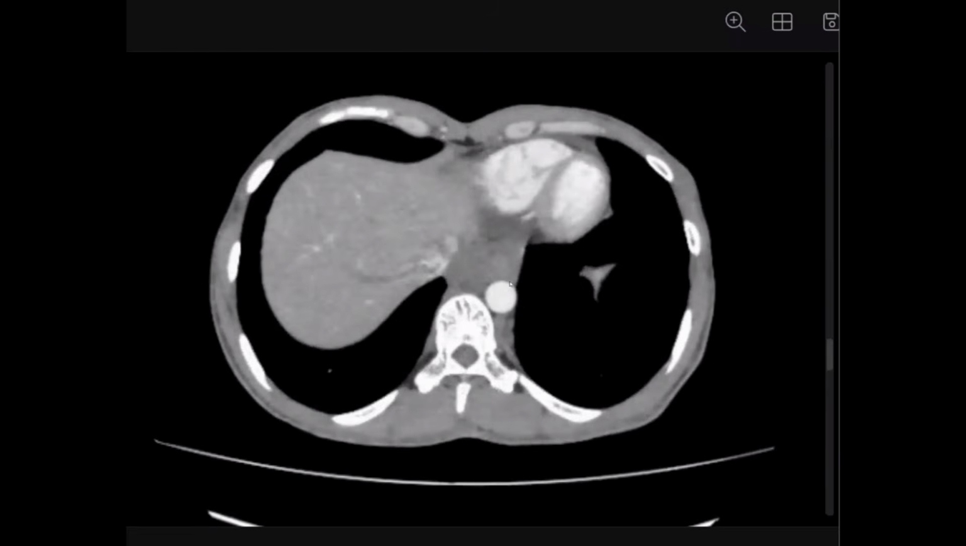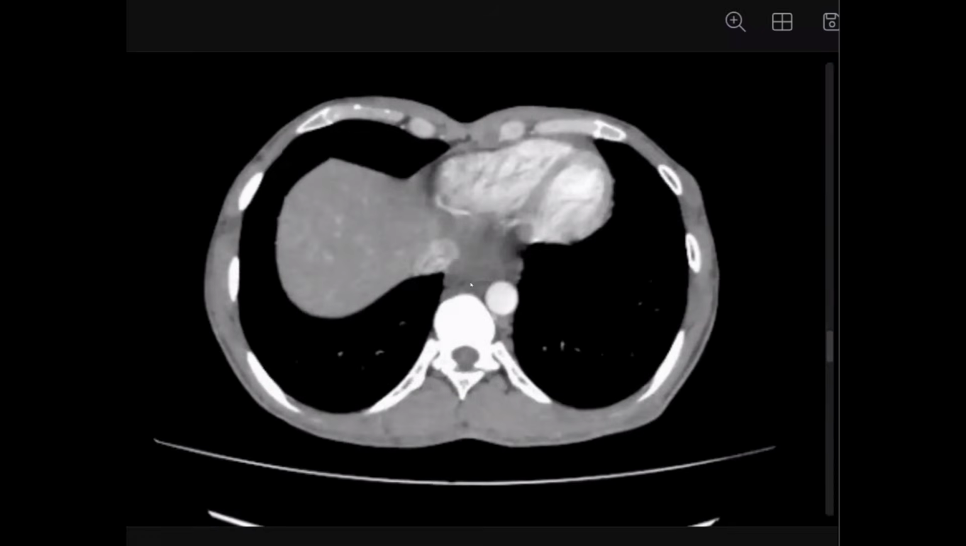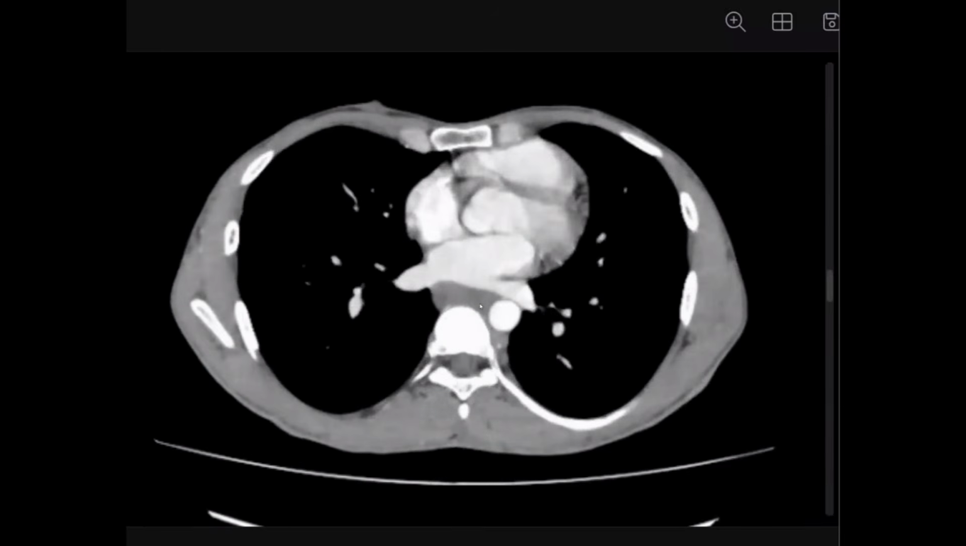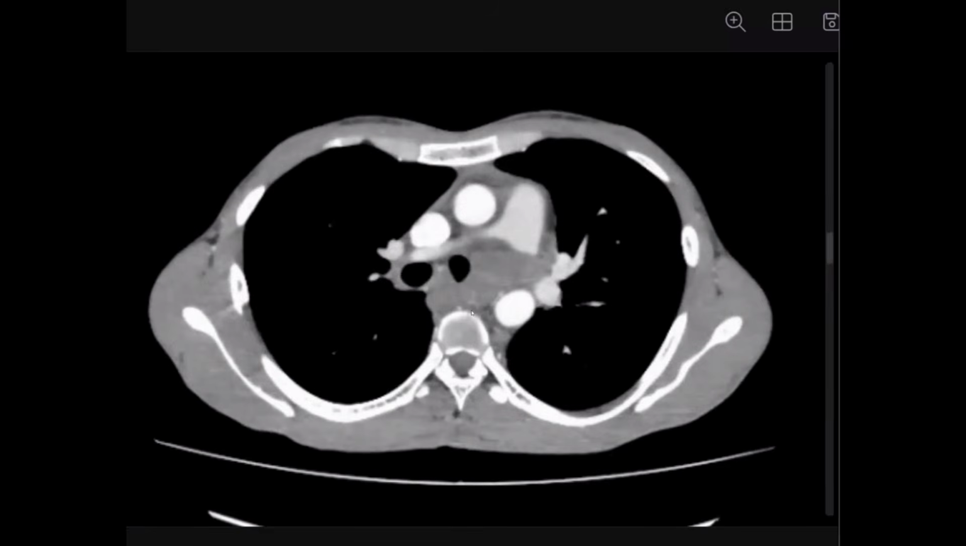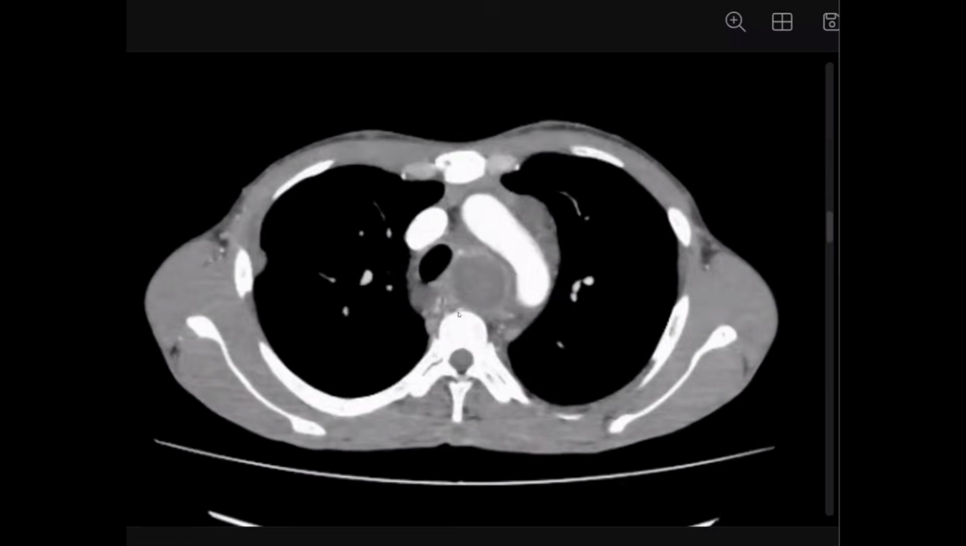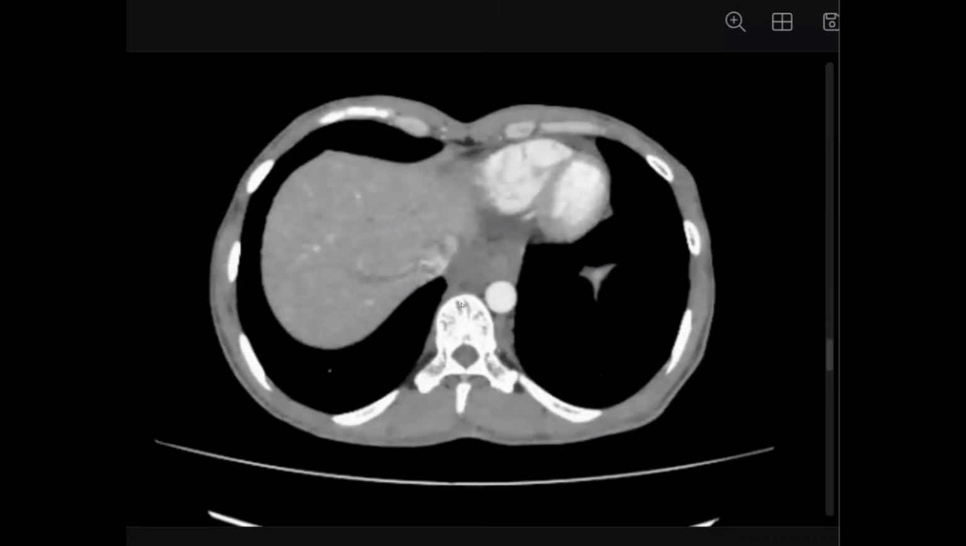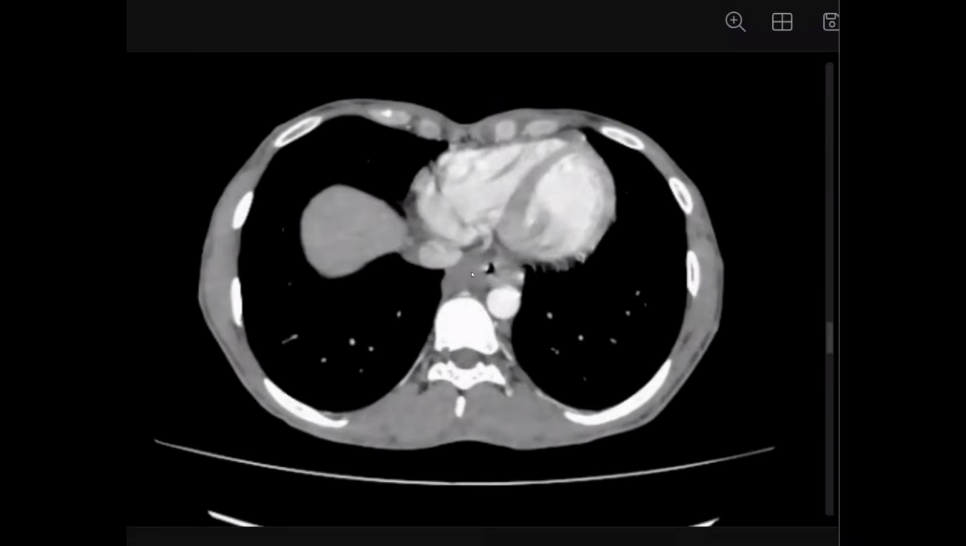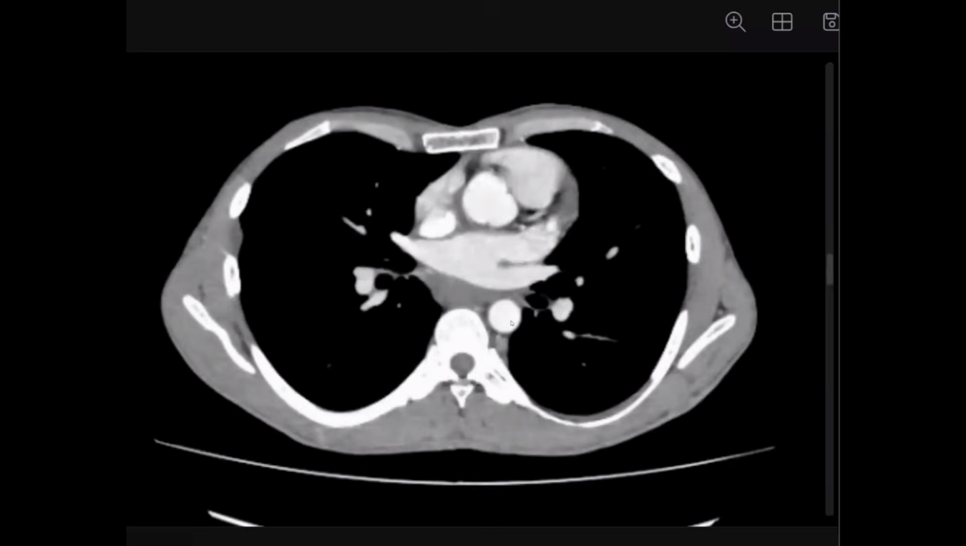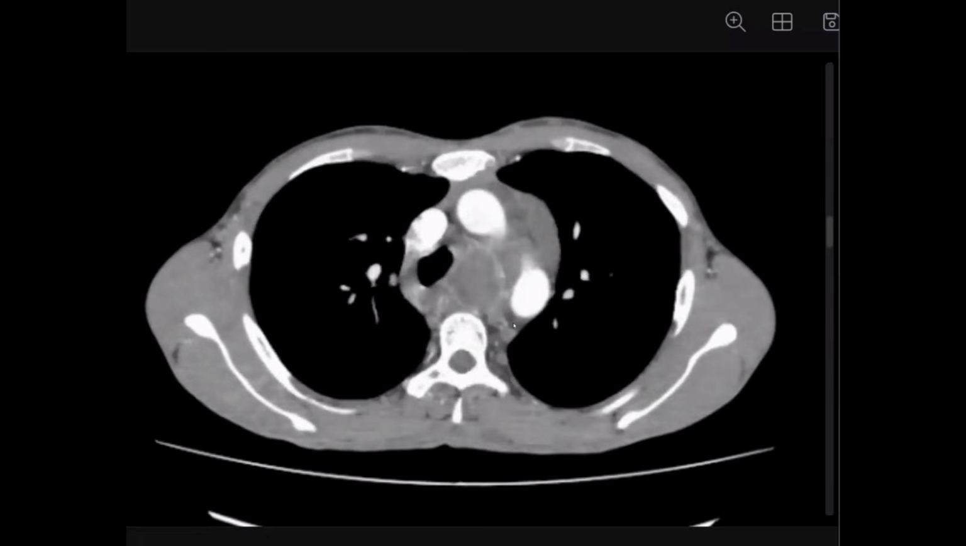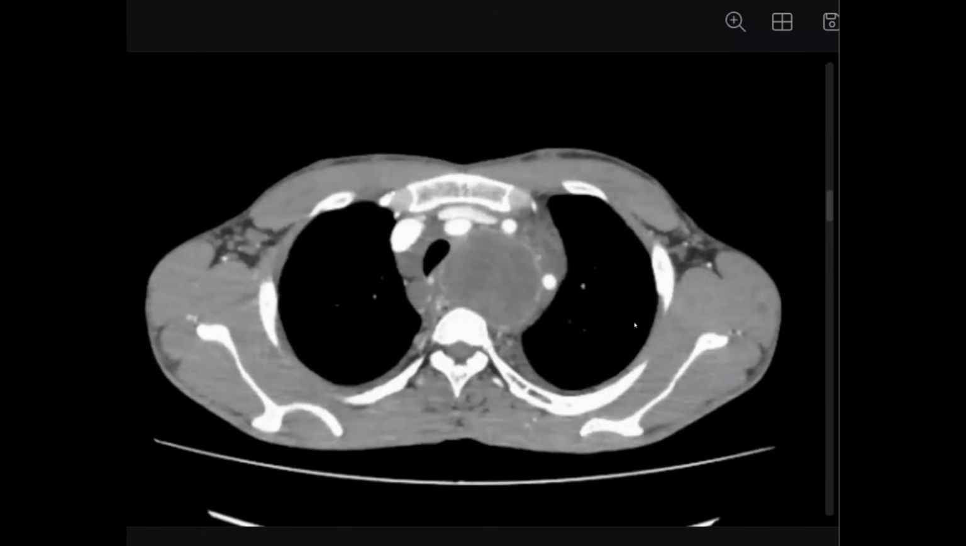And this mass lesion is extending to which one? It's extending to the posterior mediastinum. Is that correct? Through the esophageal hiatus here. Okay. Can you please give me more description here?